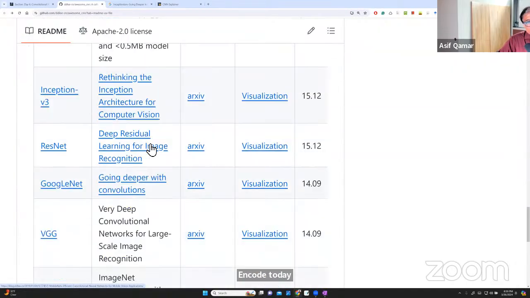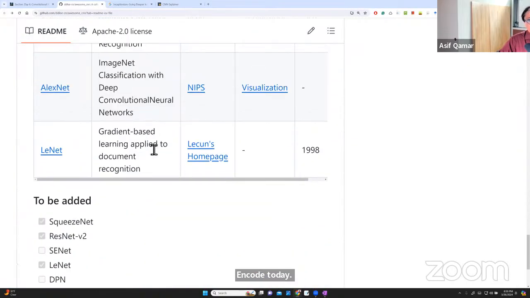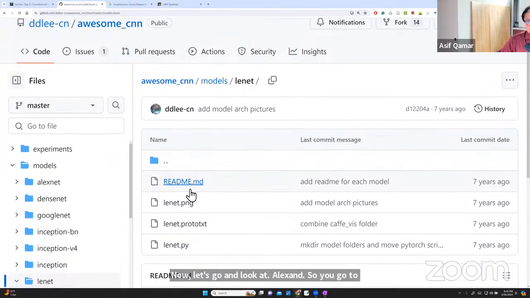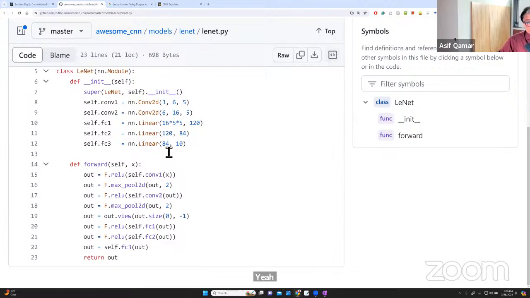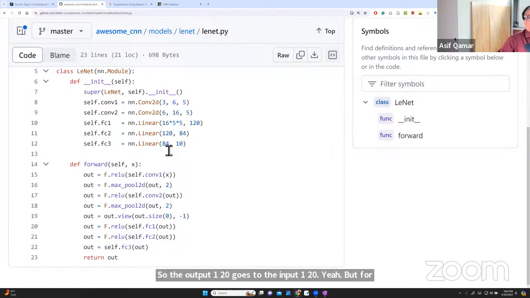Now, let's go and look at AlexNet. Can I ask a question? Yeah. So if you go to that code. If I go to the code, yes, go ahead. So the thing is, in the linear layers, there's matrix multiplication. So the output 120 goes to the input 120. Yeah. And that part I guess. But for the convolutional layers, it ends at 5 and then it goes to. No, because in convolutions, the parameters are not the matrix sizes. Okay. It is the filters.